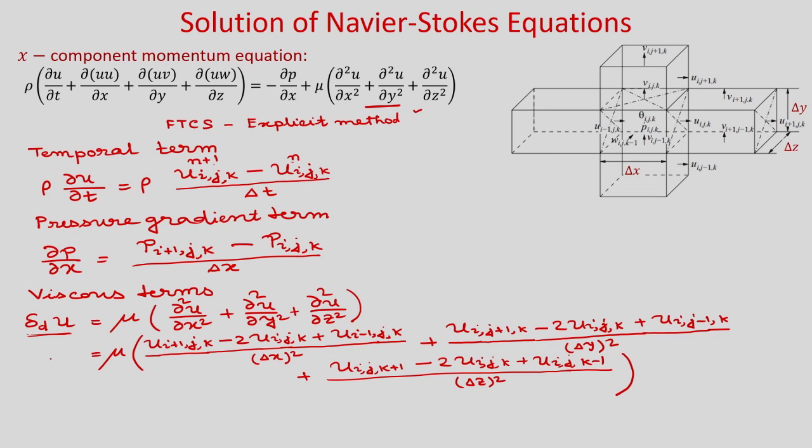So, this is the discretized form of this equation, and when we use the explicit scheme, we will write it at the nth time level, that means all these velocity terms will be from the nth time level. So, those will be known, right.